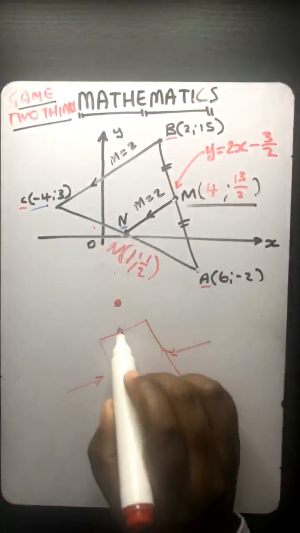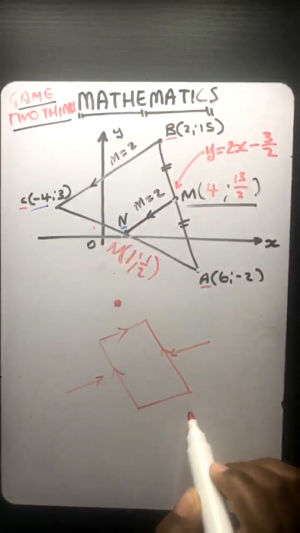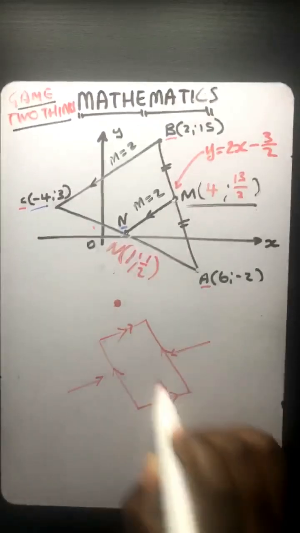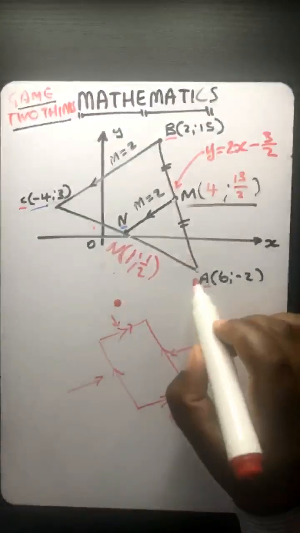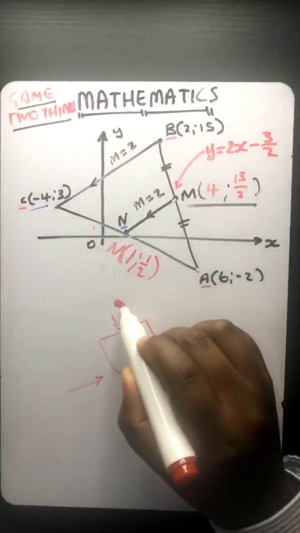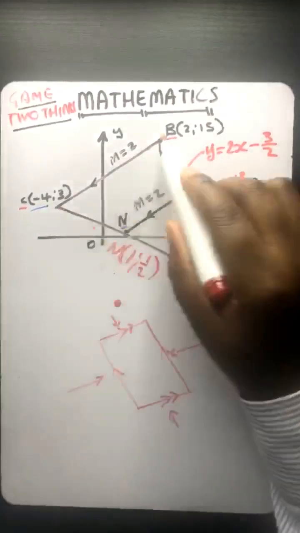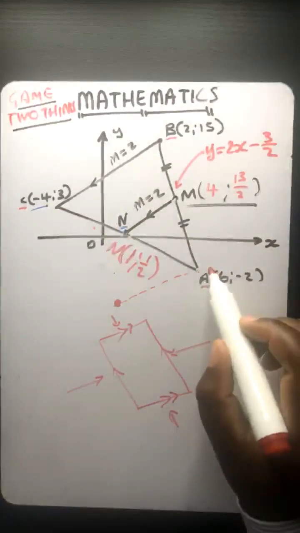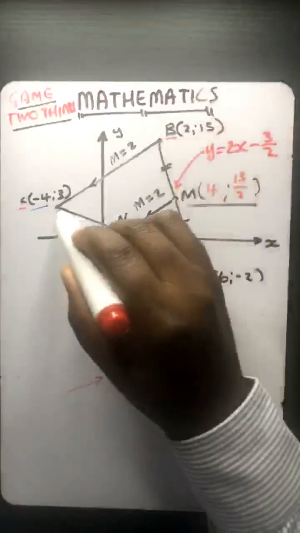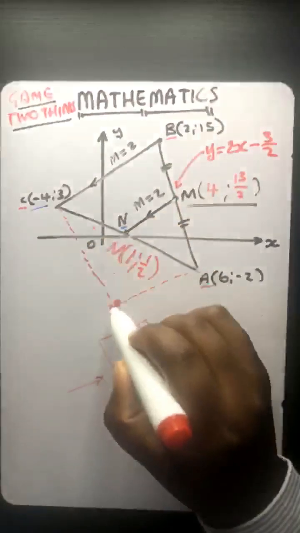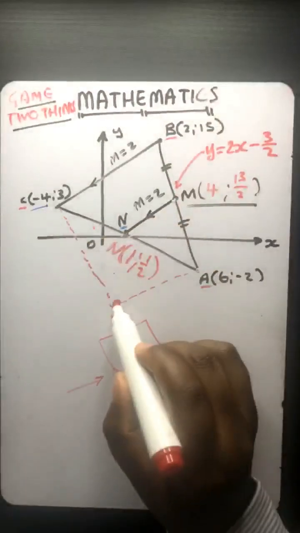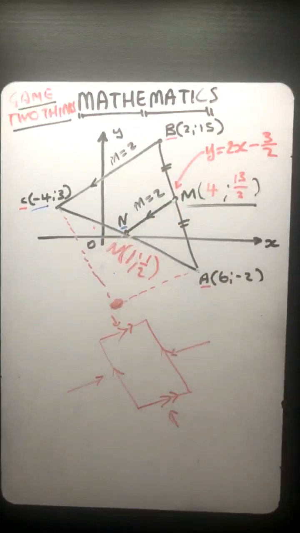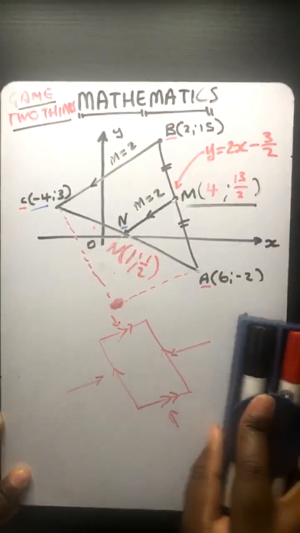Then this side will be parallel and also equal to that side. That is why I'm estimating that point to be somewhere there. Why? Because this line has to be parallel to that line, and at the same time, that line has to be parallel to that one. So it might not be an accurate point, but you just need to have that understanding.